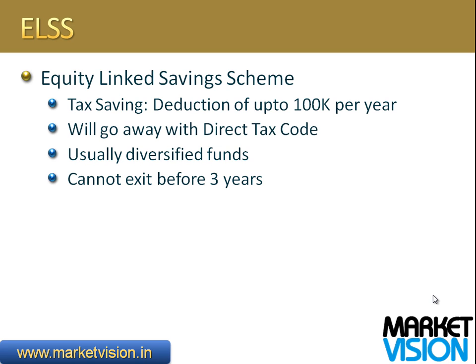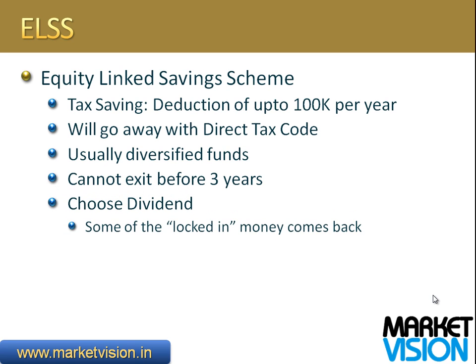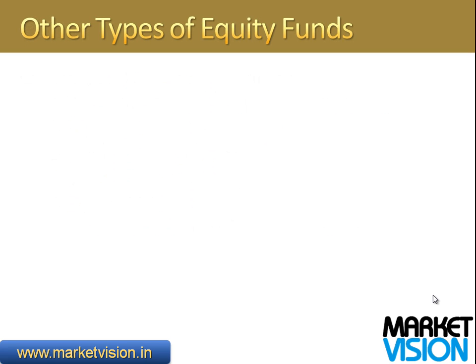So you can't exit before 3 years. You just can't get out. It's not possible. But there is a way. You can choose a dividend option. Some of these funds give 5 to 10% of their NAVs out as dividend every year. So what happens is you invest 100 rupees, you get the tax saving for the full 100, but the fund gives out a dividend of say 10 rupees. So you only have 90 locked in for the remaining 3 years. So choose dividend. At least some of that locked in money comes back.